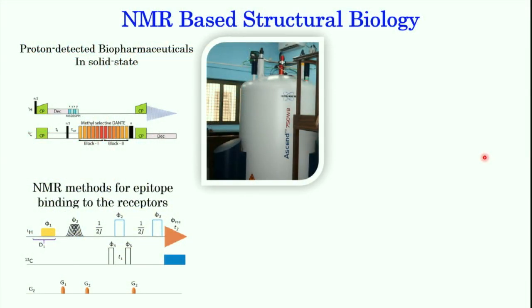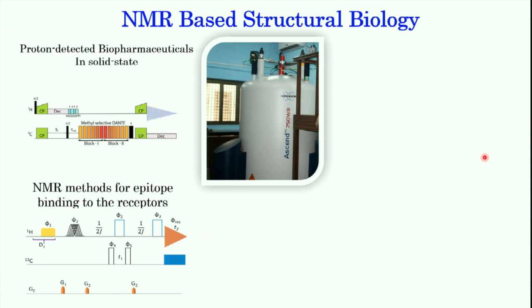I will just briefly mention what we do in our lab. We develop NMR methods in solid as well as in liquid. In solid, we are trying to detect on protons because biopharmaceuticals cannot be isotopically labeled. So, we have developed a method where we can detect biopharmaceuticals at natural abundance using proton detection by spinning at a moderate speed of about 30-33 kilohertz.